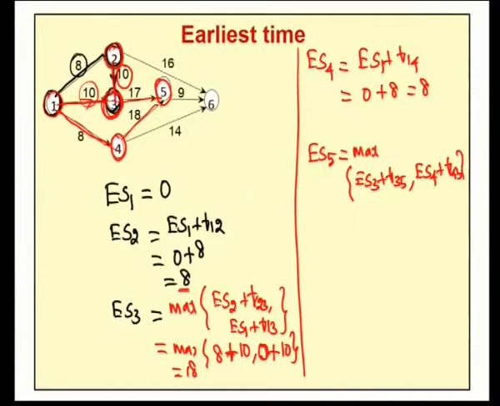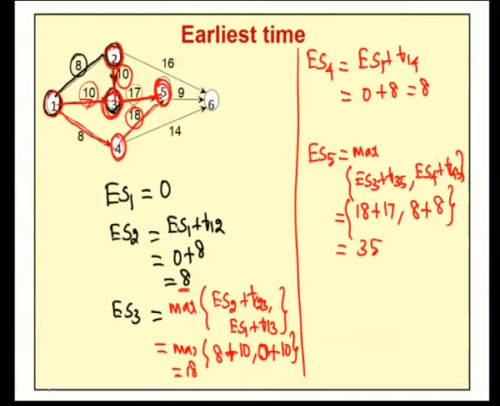For the node 5, there are two incoming activities, one from node 3 and another from node 4. Therefore, ES5 is the maximum of these two. Now, ES3 is 18 and T35, the normal duration for the activity 3 to 5, is 17. So, 18 plus 17. And ES4, which we just computed, is 8 plus T45, the normal duration, which is 8. So, 8 plus 8. Among these two, the maximum is 35.